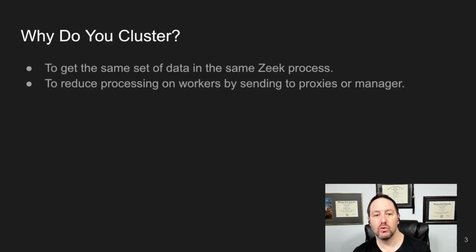Another thing you're able to do when you cluster is reduce processing on workers. The workers are looking at the data going across the wire, and you want them to be as fast as possible. So if there's any type of processing that has to happen on the data other than maybe just logging, you might want to pass it to a proxy and let the proxy execute much longer on that data, and let the workers get back to looking at the live data on the fly.